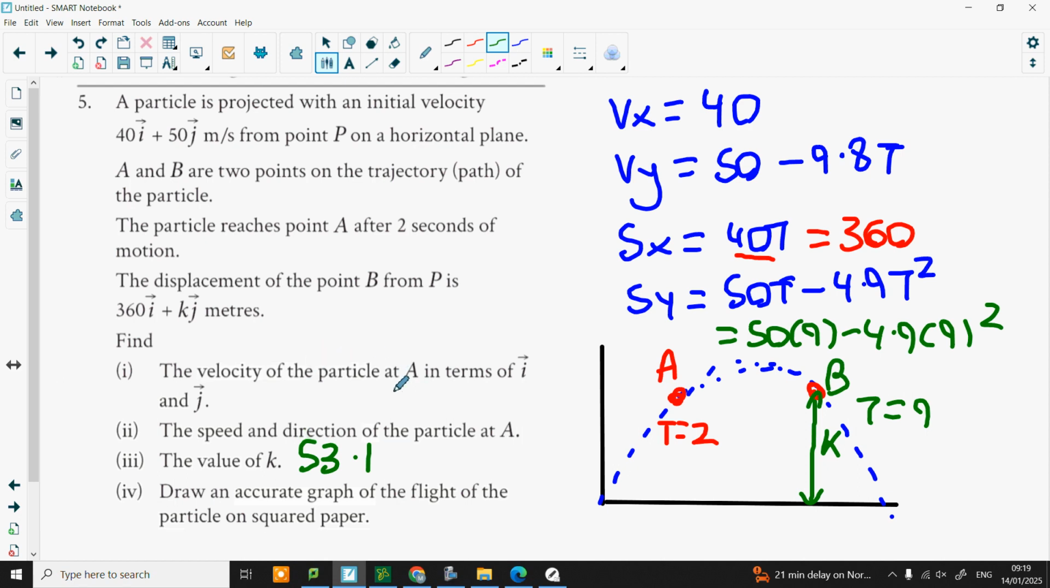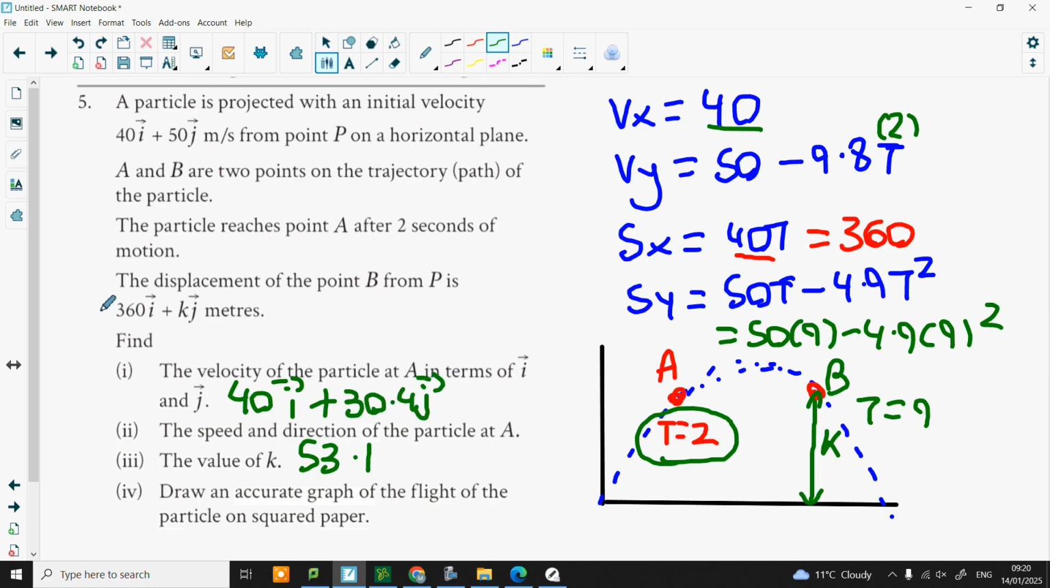Find the velocity of the particle at A in terms of i and j. Well, what do we know about particle A? 2 seconds in. 40 stays there, 40 stays the same. But what about this one here? 50 take away 9.8 times 2. And what do you get? 30.4.